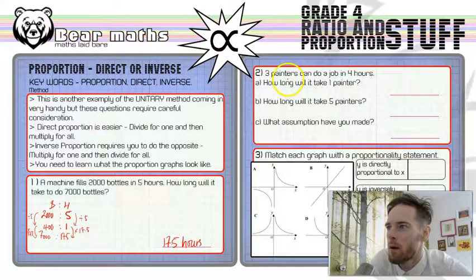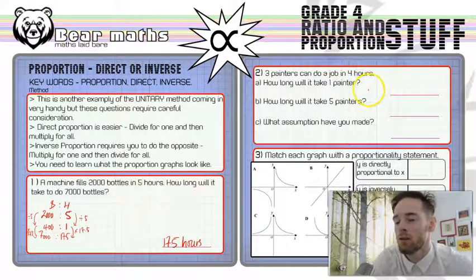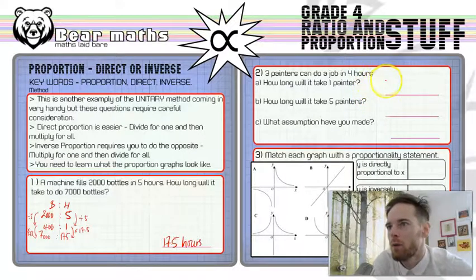Right, so it's a case of multiplying first and then dividing. So we're going to multiply the painters by the hours, and that's going to give us how long it takes for one painter to do the job. Because obviously one person is going to take longer than 3 people. So 3 multiplied by 4 is going to be 12 hours.